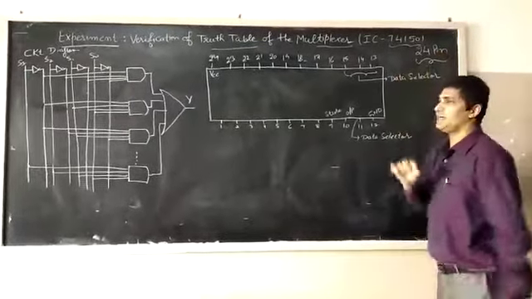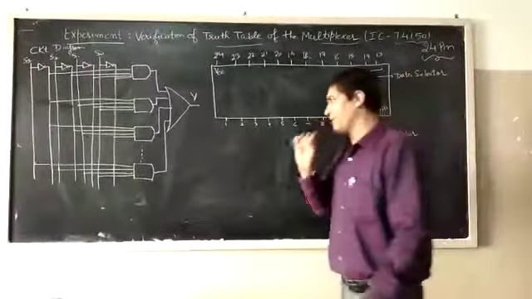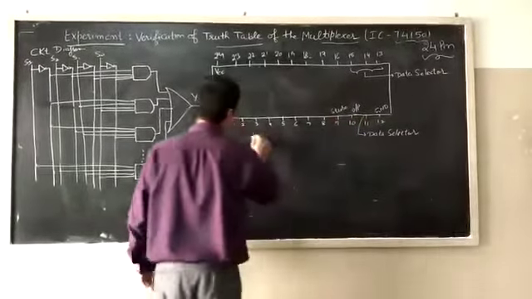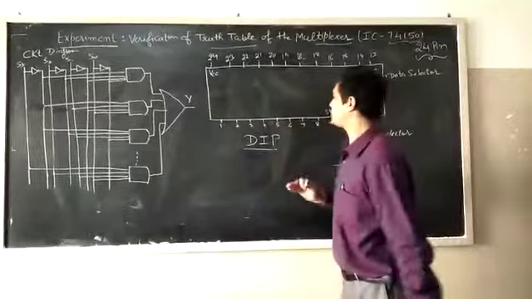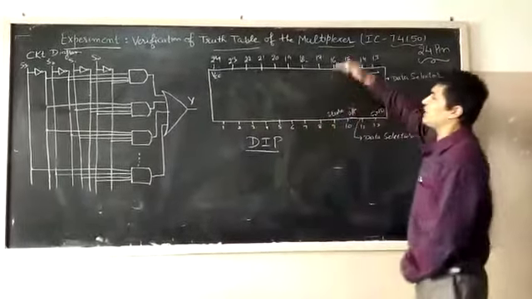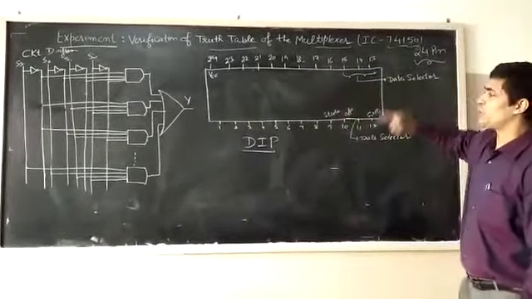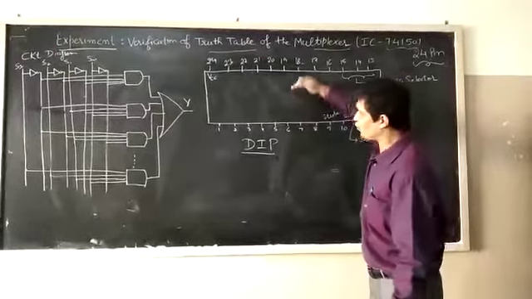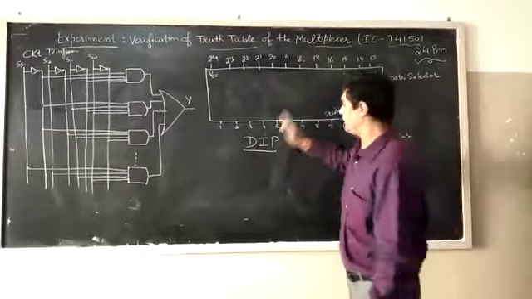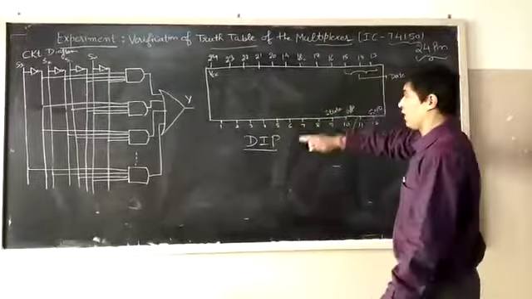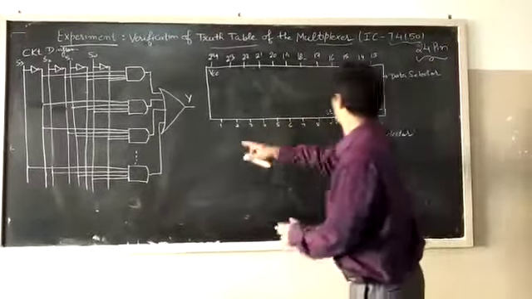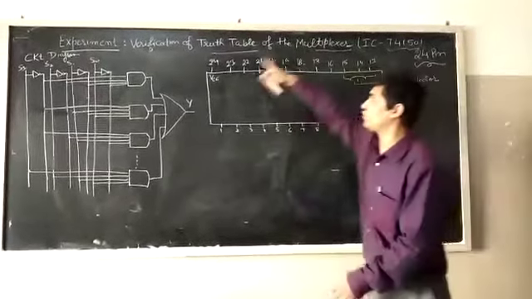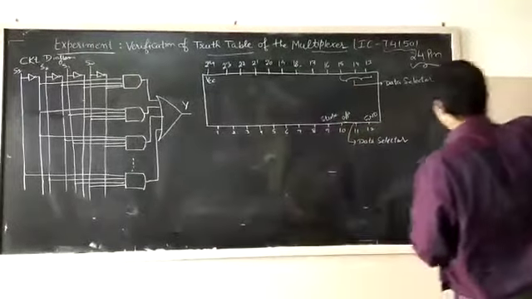As I already explained in the previous experiments also, it is DIP type. DIP means dual inline package, so pins are equally distributed towards both sides. 12 towards this side and 12 towards this side. You can see from the board also: pins 1 to 12 are here and 13 to 24 are there.